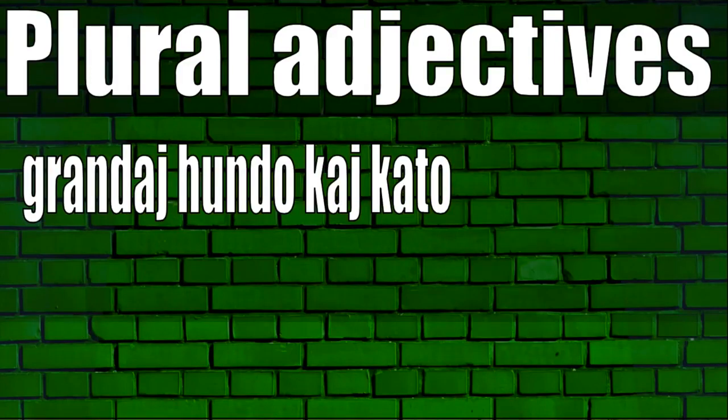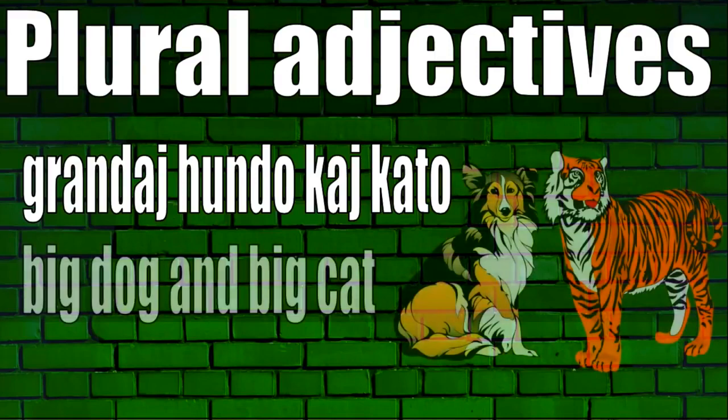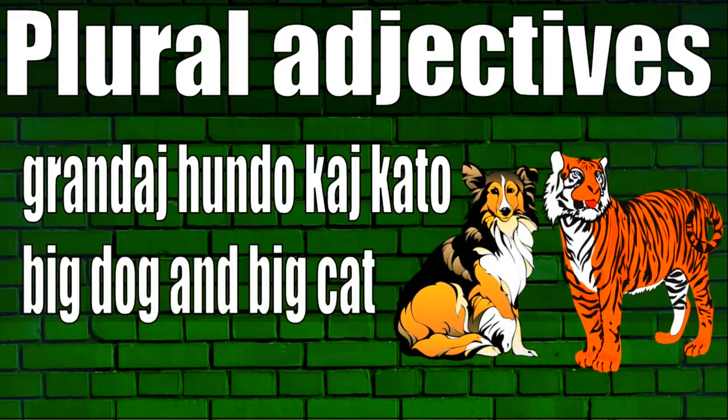So what about grandaj hundo kaj kato? Well, in this case, the letter j is on granda, so we know it's describing multiple things. In this case, grandaj hundo kaj kato translates to big dog and big cat, because granda is describing dog and cat.